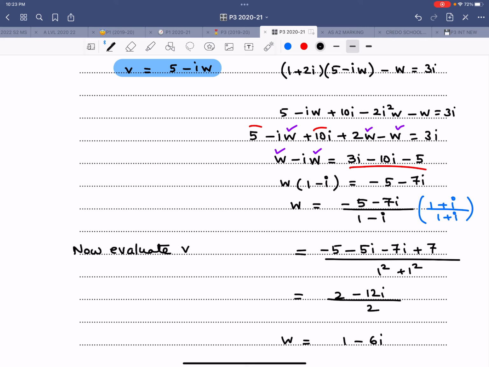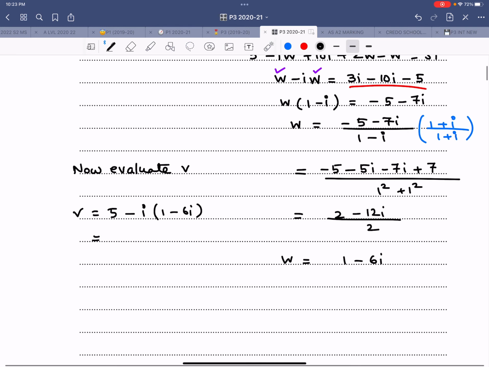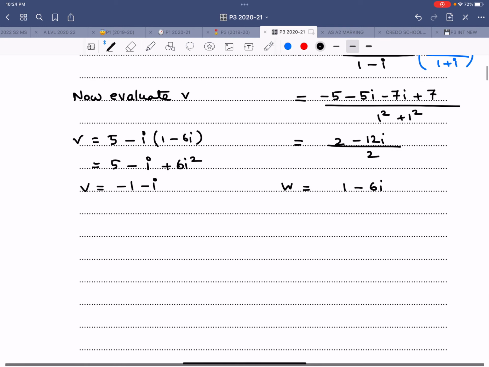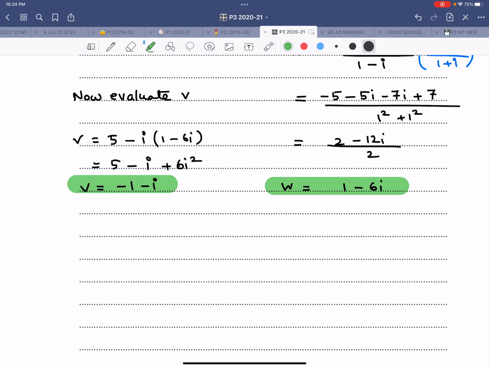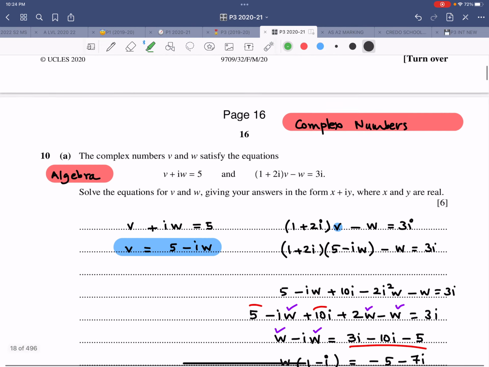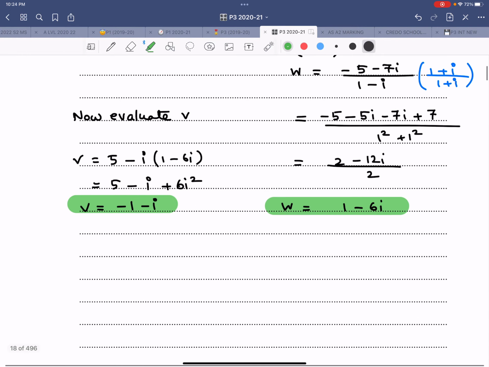So v is simply 5 minus i into w, 1 minus 6i. That is 5 minus i plus 6i squared, but i squared is minus 1. So minus 6 plus 5 is minus 1 minus i. So therefore v is minus 1 minus i. So these are the two answers: v is minus 1 minus i, w is 1 minus 6i. So that is the calculation for 6 marks.